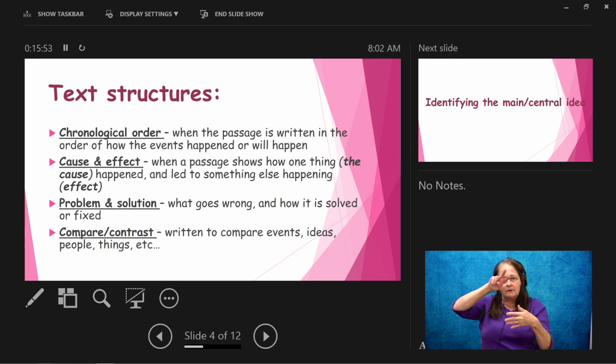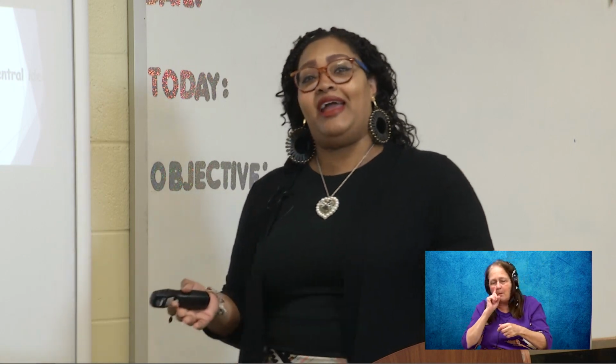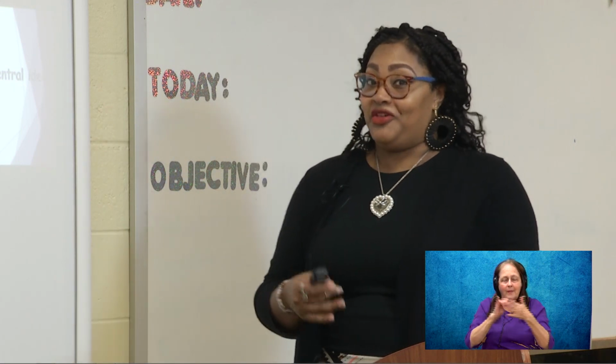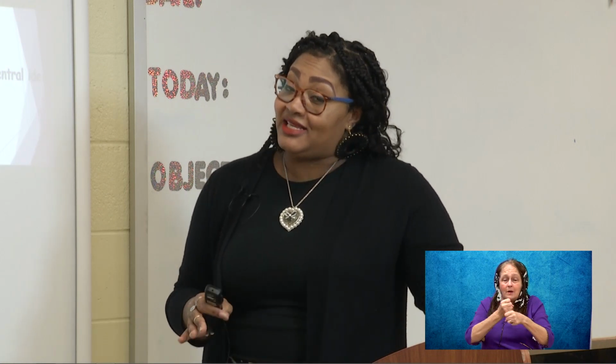Second type of text structure is cause and effect. Now, this is when a passage shows how one thing happened, which is the cause, and it leads to something that's happening. That's the effect. Kind of like now, we're spending a lot of time with our families, and you probably are interacting with your brothers and sisters. So maybe brother kicked you or something for no reason. He's just bored and he wants to play, and that's the cause. But the effect is maybe you got a little bit upset or you went and told mom or dad.